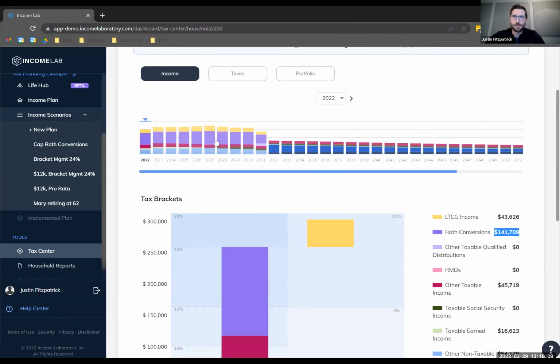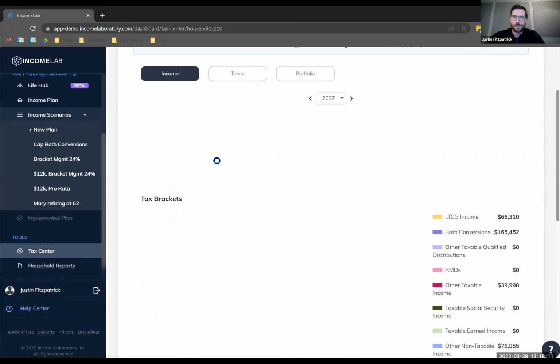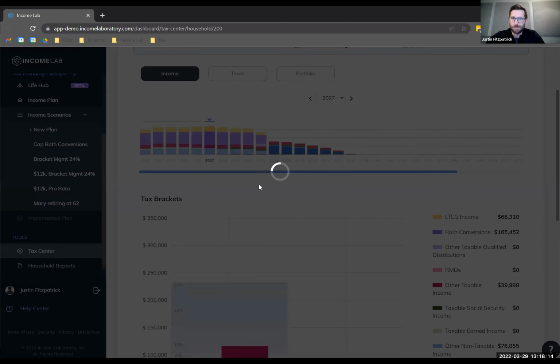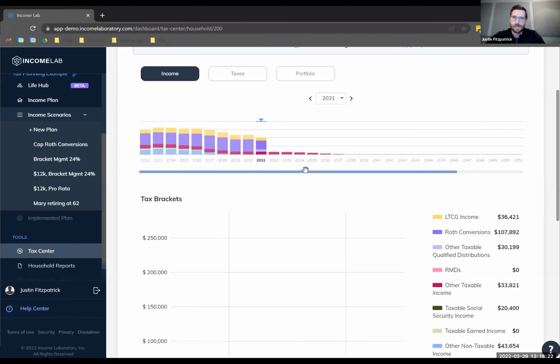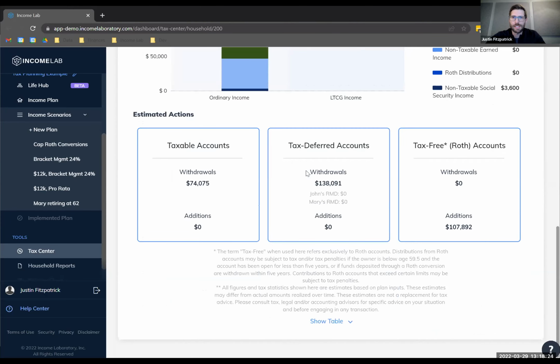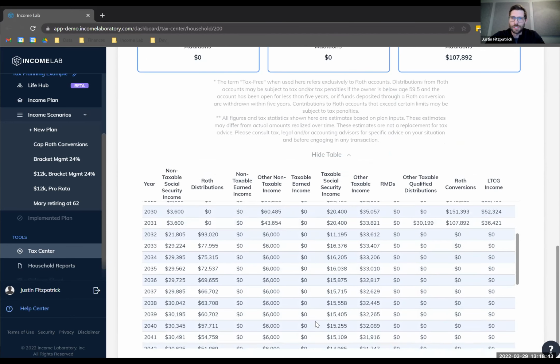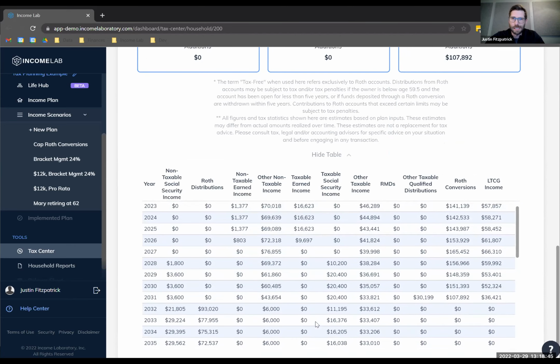You can click through the years. So maybe I want to look at 2027, if it's a particular age or something, see what things are looking like, or look at the final year of projected Roth conversions. And we'll always see the details. Or you can see a given year's projected action. So in this case, we have withdrawals of 138,000. We're putting 107,000 of that into the Roth, so not all of it. And we're also supplementing with some taxable withdrawals. But we can see each year's details in a table format as well.